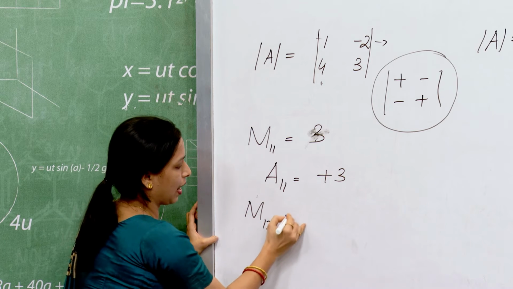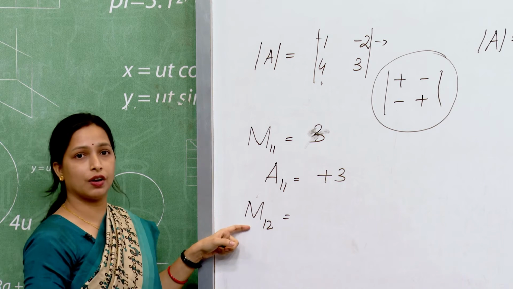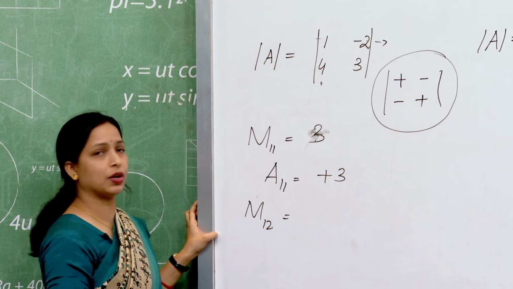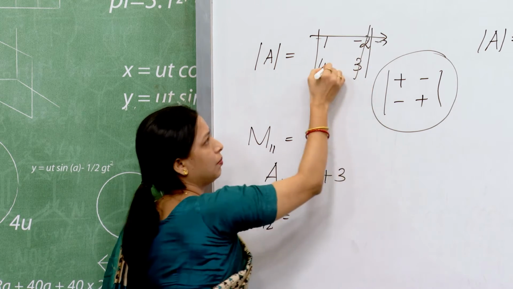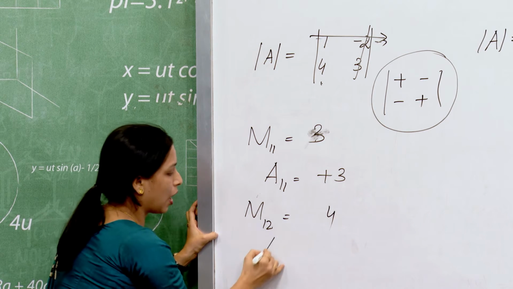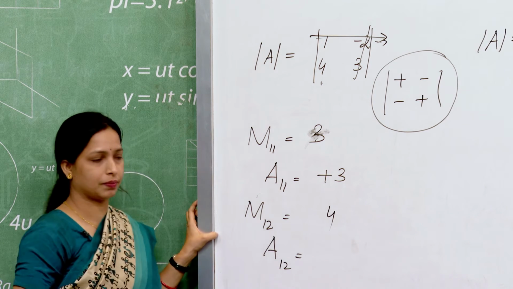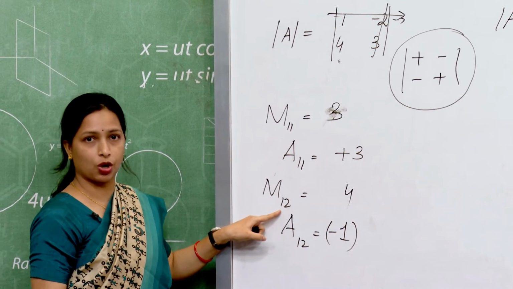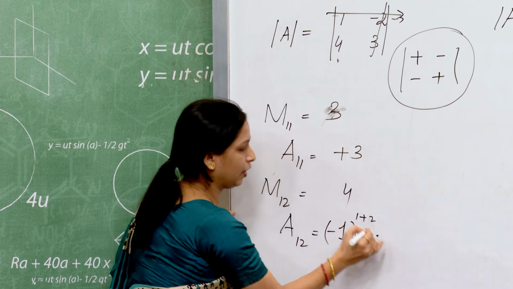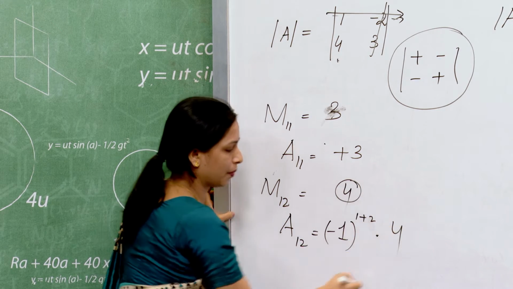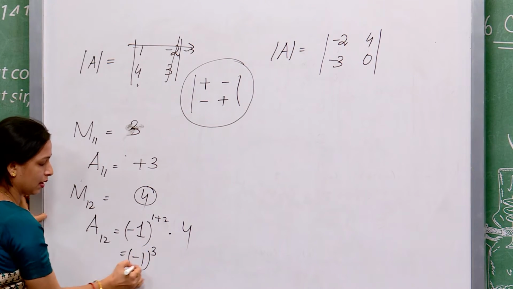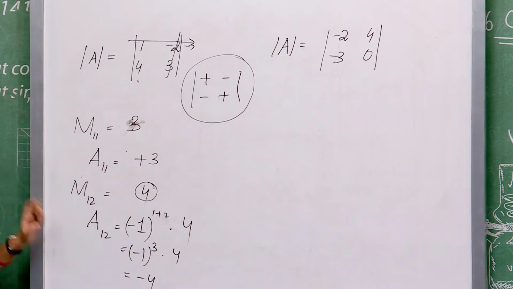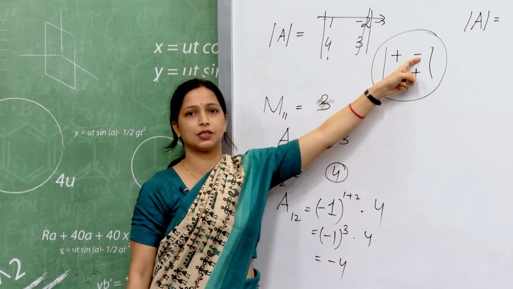Similarly, let us say M12, that means the minor of A12, in which the element A12 exists. So, we delete the row and the column, and the resultant is 4, right. Now, how do we find out the cofactor? Minus 1 to the power the row number plus the column number. So, 1 plus 2 into the minor, the minor is 4. So, minus 1 to the power 3, that means the sign will be minus. So, it will be minus 4, or if you remember the diagram, we know the sign is minus.